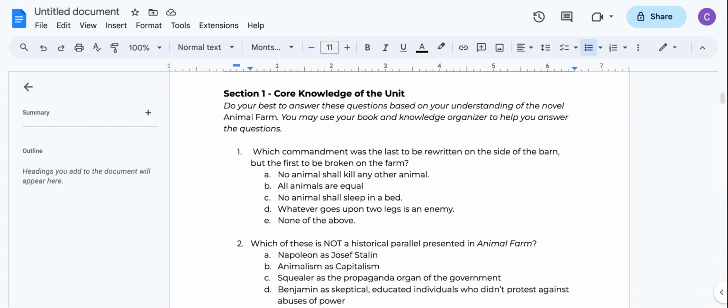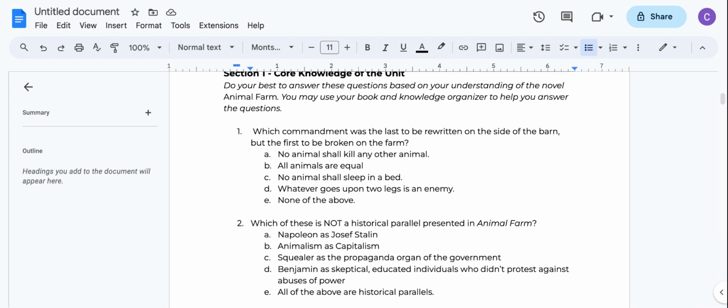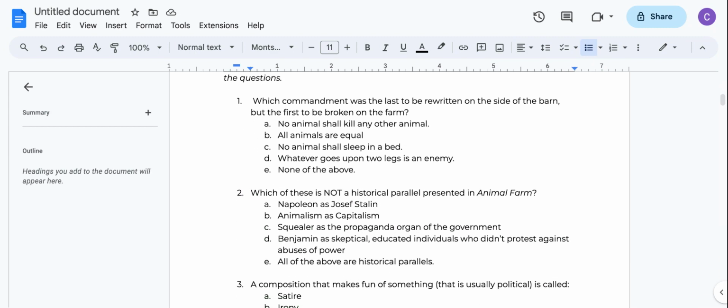Section 1, core knowledge of the unit. Do your best to answer these questions based on your understanding of the novel Animal Farm. You may use your book and knowledge organizer to help you answer the questions.